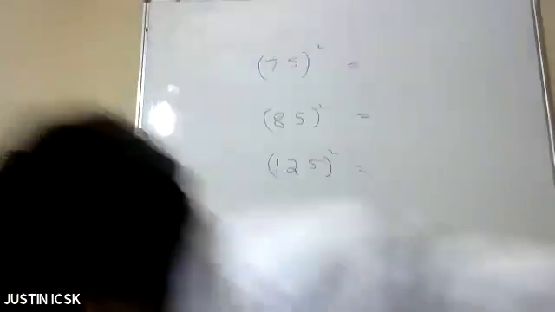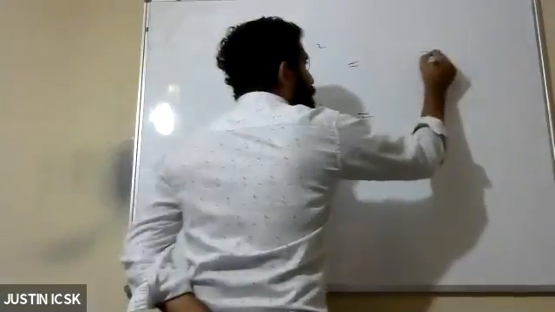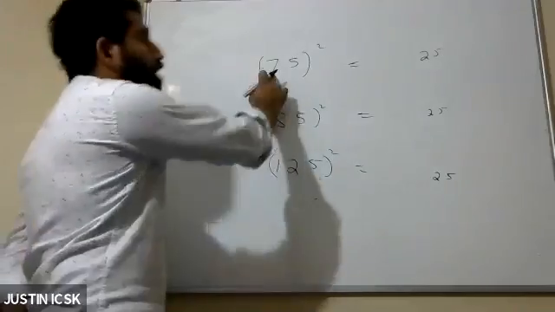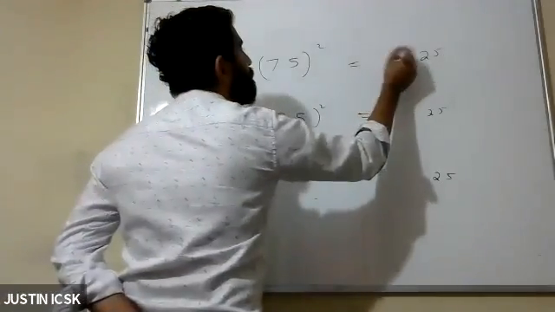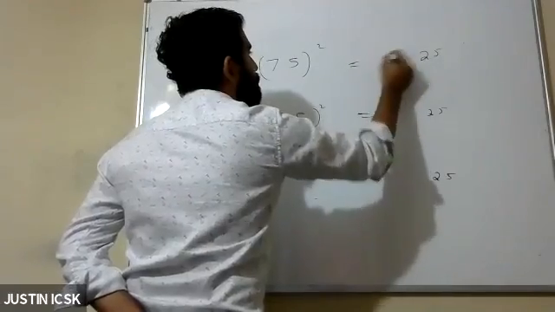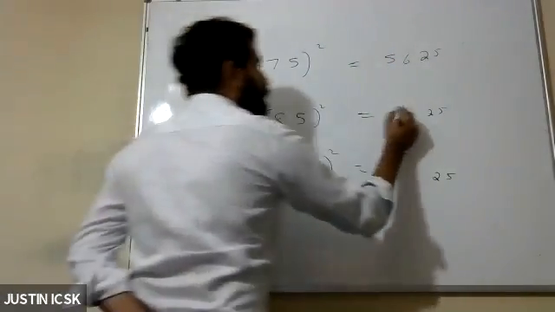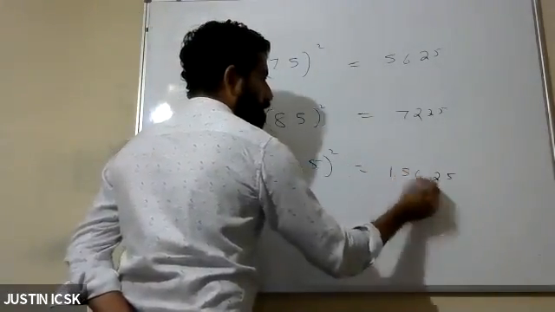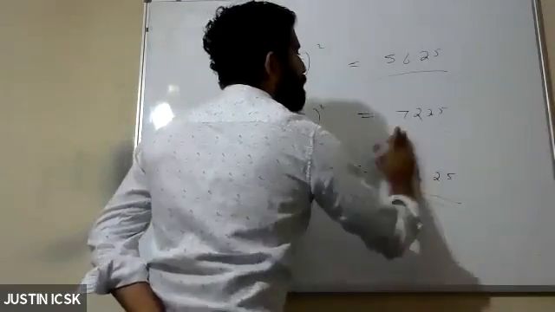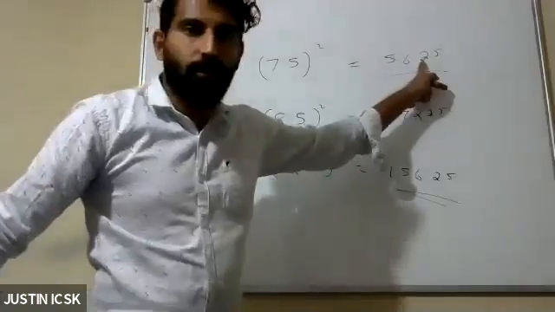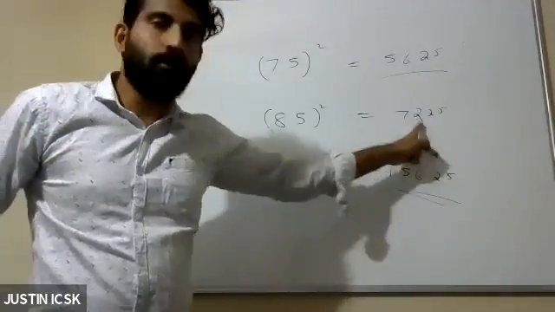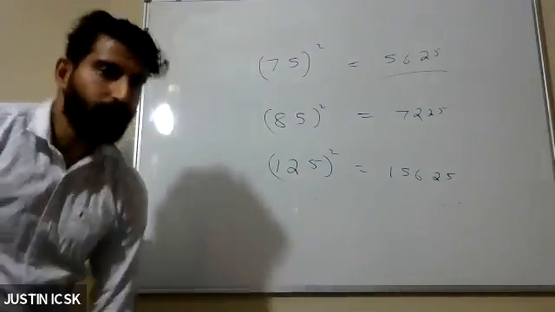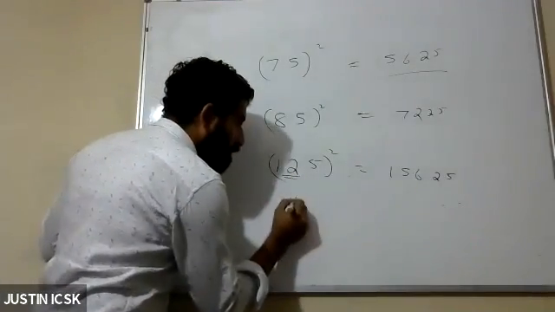25, 25, 25. After 7, 8. 8 sevens are 56. Take your answer: 5625, 7225, 15625. After 12, the next number is 13. 12 into 13.